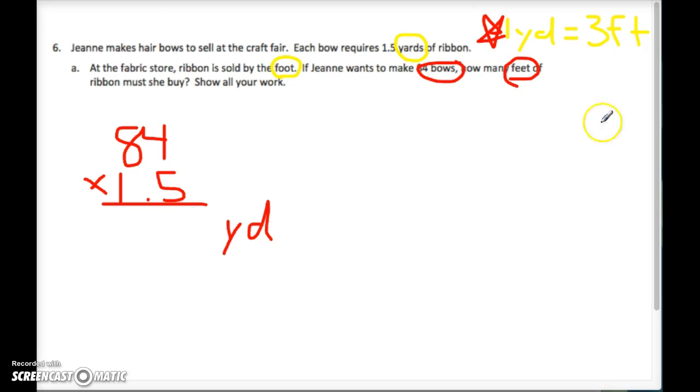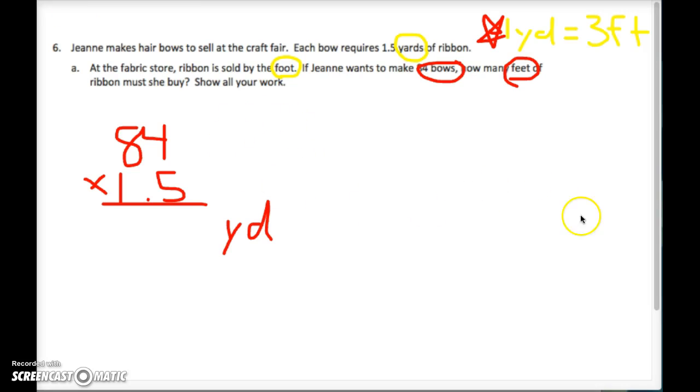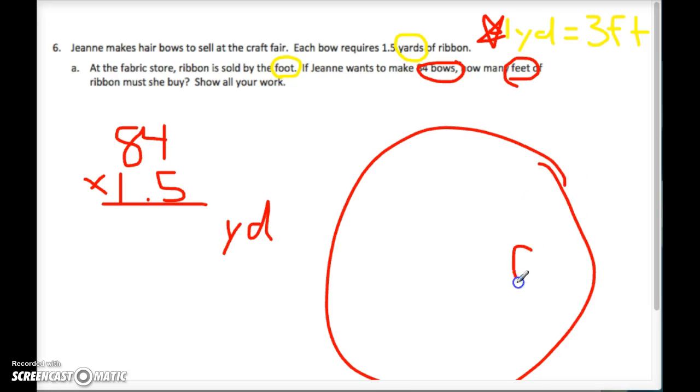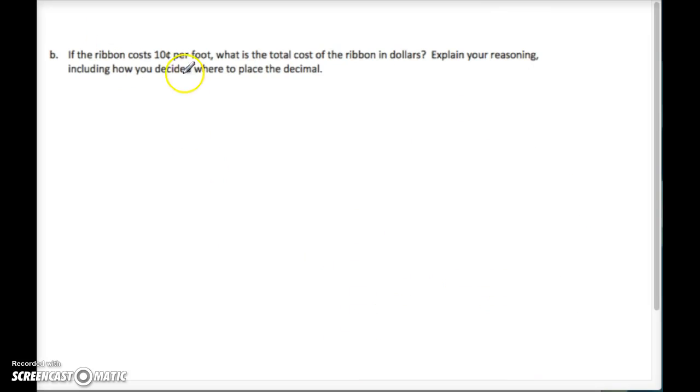Okay, so hopefully that's given you an idea how to solve this one. Let's move on to the next one. It says if the ribbon costs 10 cents per foot, what's the total cost of the ribbon in dollars? Okay, so if I go back here, hopefully when I finished this, I had an answer that said how many feet. Okay, so for every single one of the feet I have in this answer, I am going to use 10 cents. Now, if I write 10 cents out like dollars, 10 cents really looks like this.